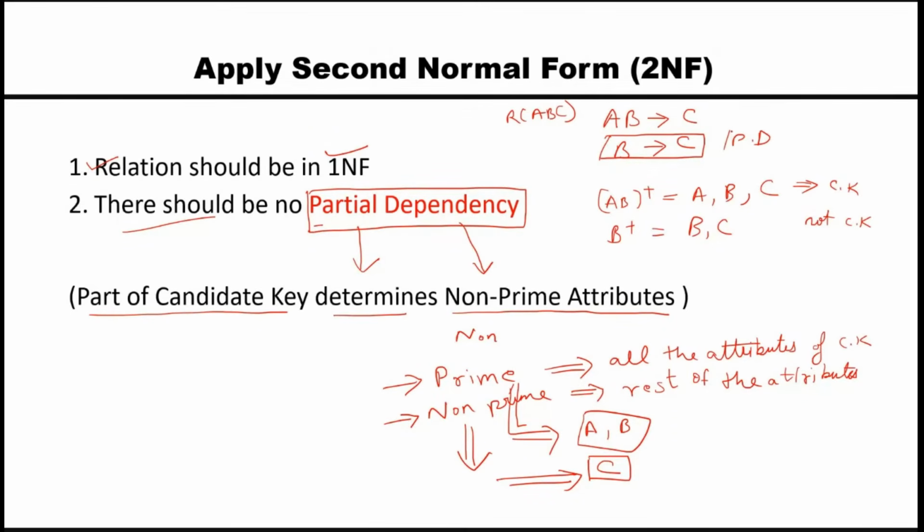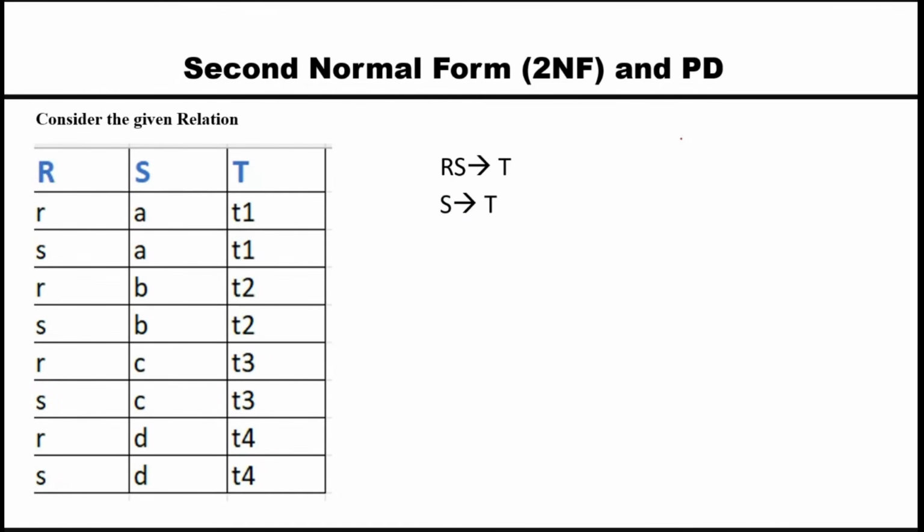So this is a partial dependency. This creates a lot of problems, students, and one of the problems we can analyze here. In this relation state, because it has data also at this point, consider a relation having three attributes R, S, and T. And the values are like this: R, A, T1; S, A, T1; R, B, T2; S, B, T2; R, C, T3; S, C, T3; and R, D, T4; S, D, T4.